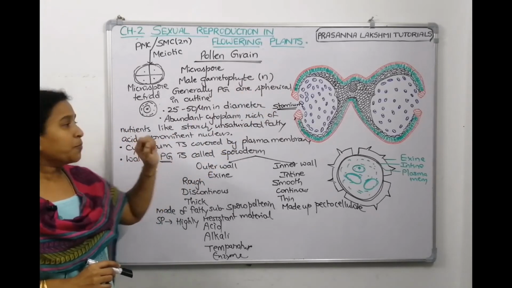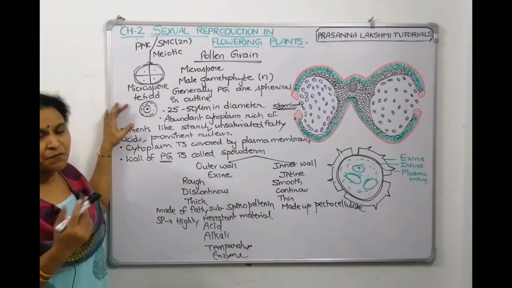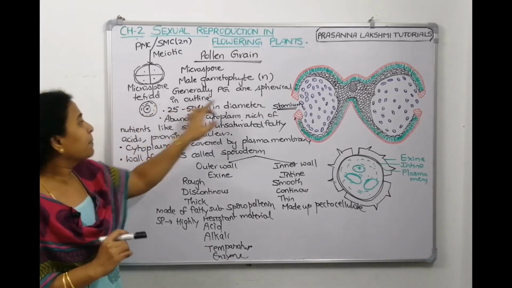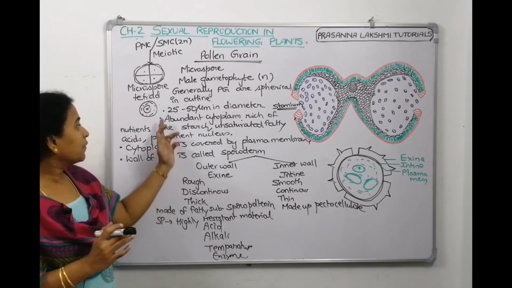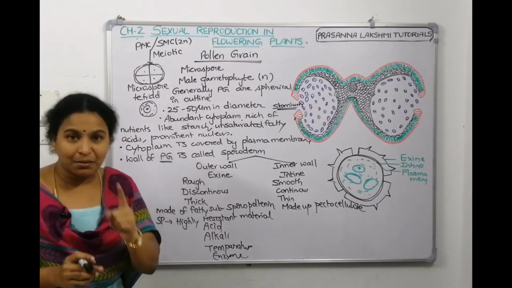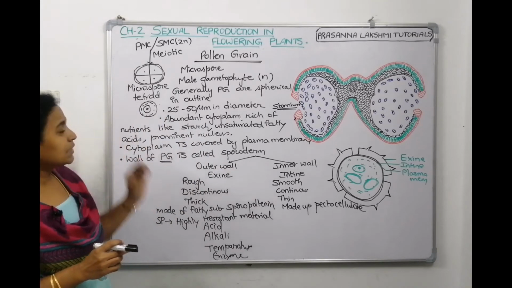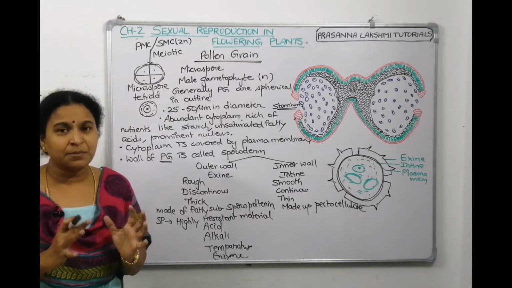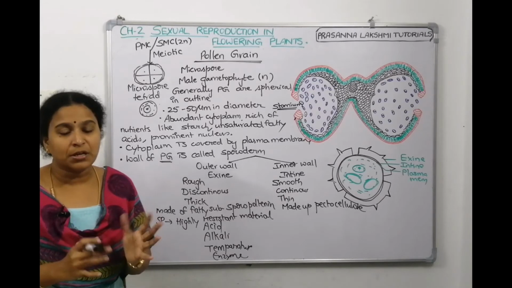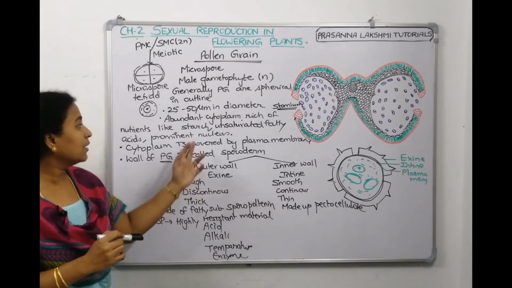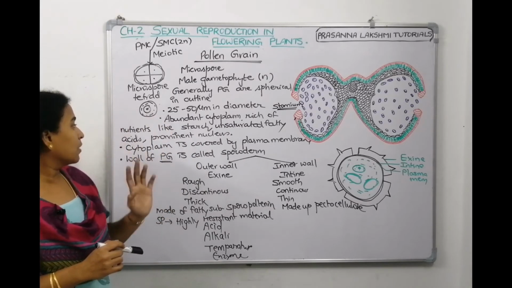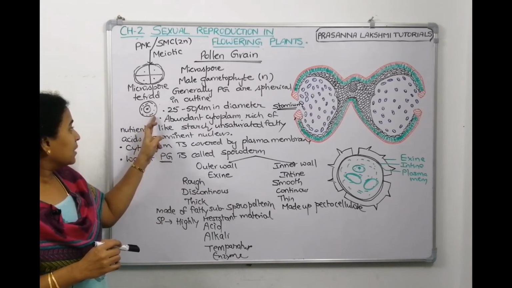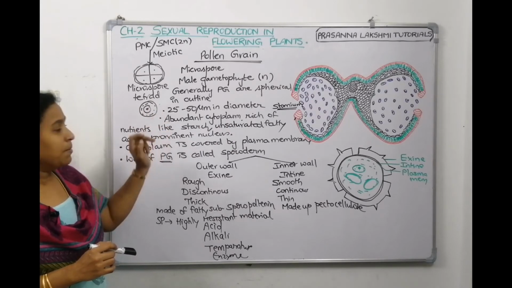What is the shape of the pollen grain? It is spherical. It has different shapes, but generally it is spherical in outline. What is the dimension of the pollen grain, children? It is 25 to 50 micrometers in diameter. Now, what does it have inside? It has abundant cytoplasm, which is rich with nutrients like starch, and it contains unsaturated fatty acid. It has a prominent nucleus, right? The cytoplasm is covered by a thin plasma membrane.